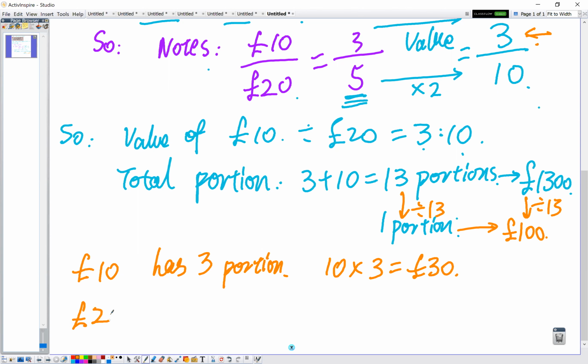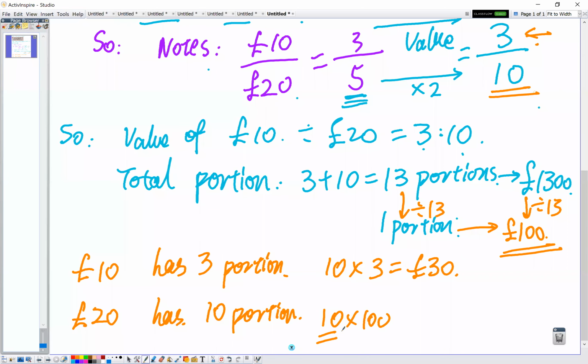And £20 we have 10 portions. Look at this, we have 10 portions. We use 10 times by 100 because one portion is £100. We have 10 portions for £20. So 10 times 100, we have £1,000 for £20.